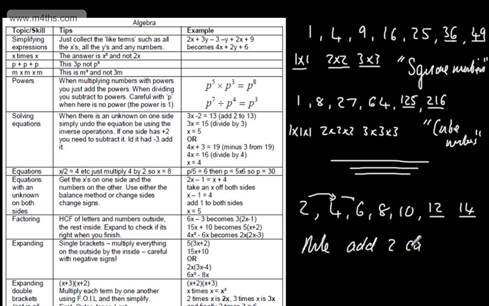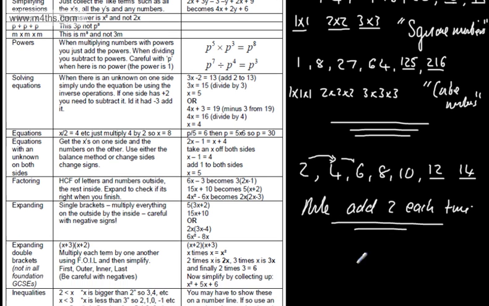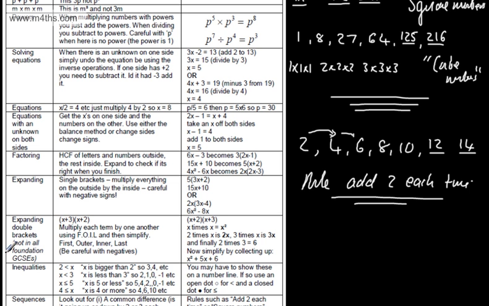Now, when I'm talking about a rule, add 2 each time, I'm not talking about the nth term of the sequence. We're going to come on to nth term shortly, but this is just a rule for this sequence. Add 2 each time. Okay, let's look at another one.